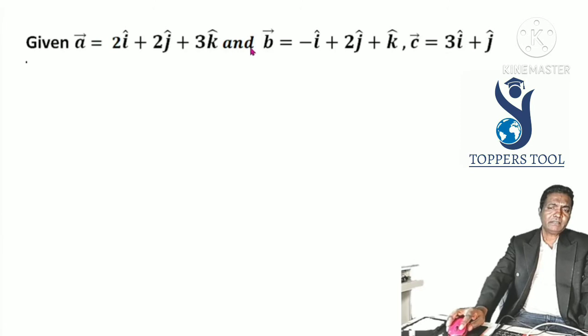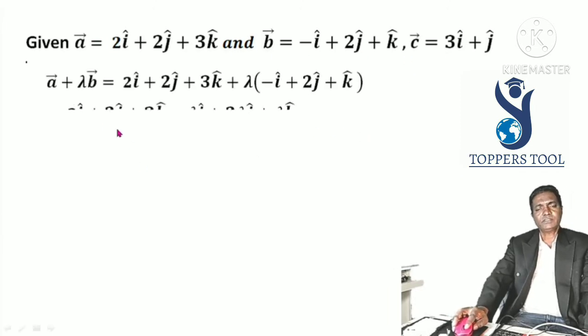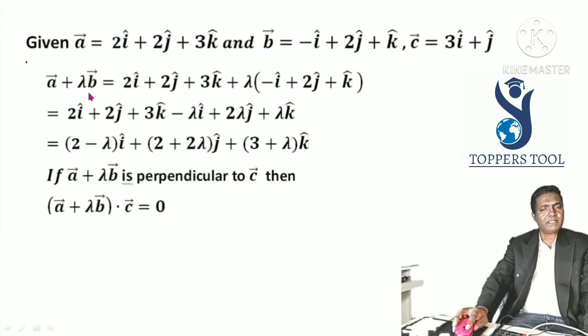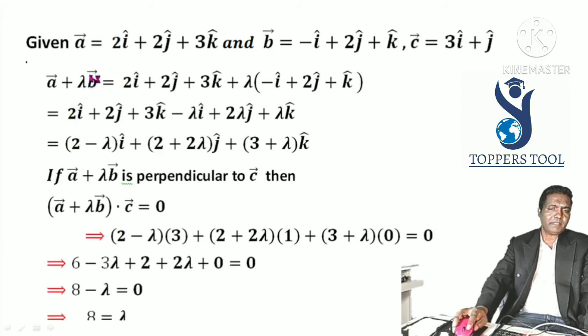So A, B and C are given. So first find A plus lambda vector B. So A as it is plus lambda into vector B. Now multiply this lambda, means take inside this lambda. So we'll get minus lambda i plus 2 lambda j plus lambda k.